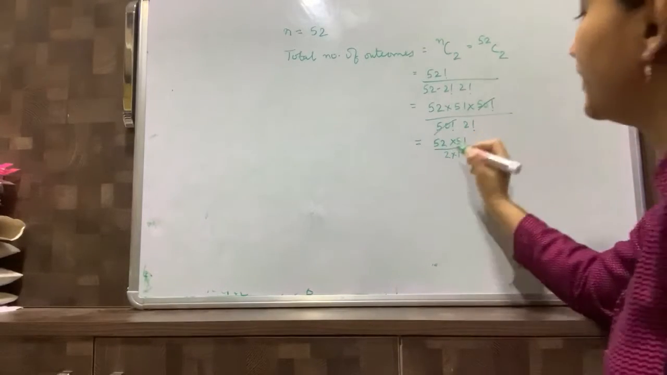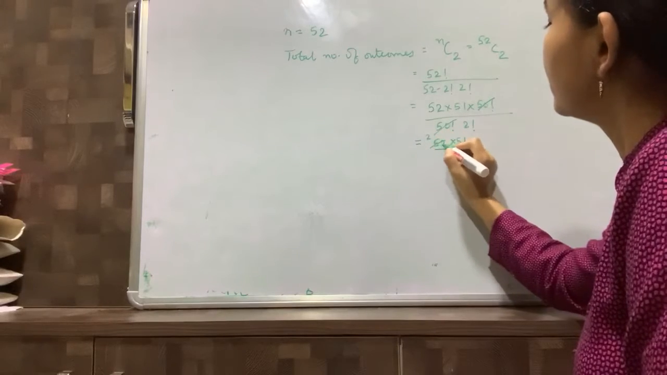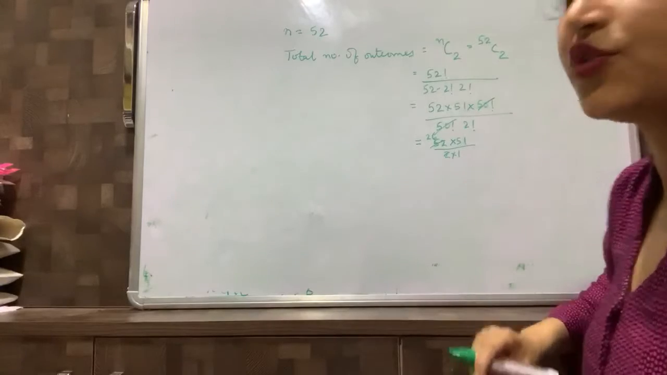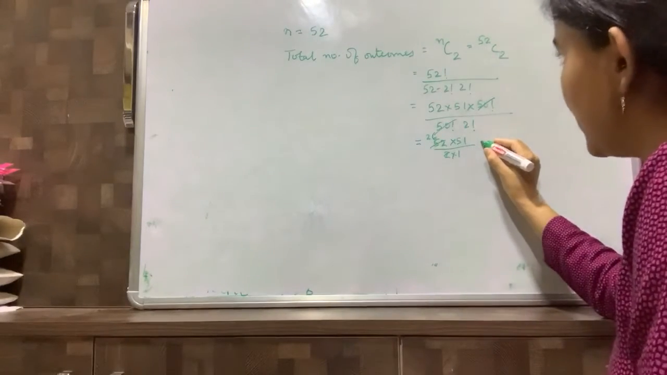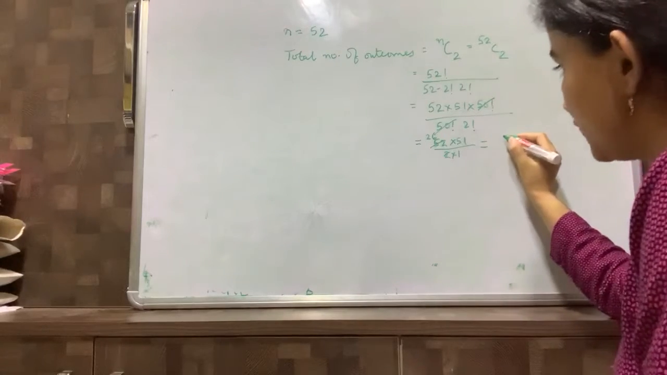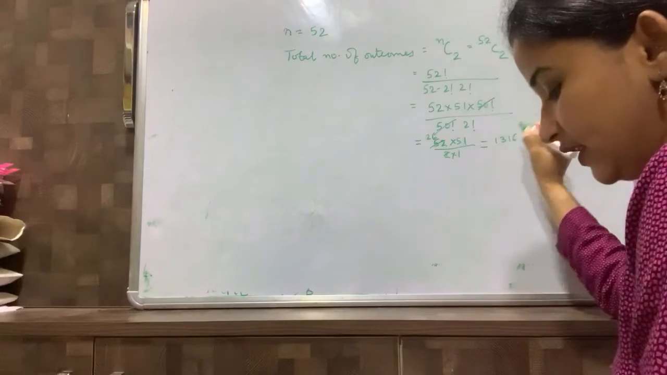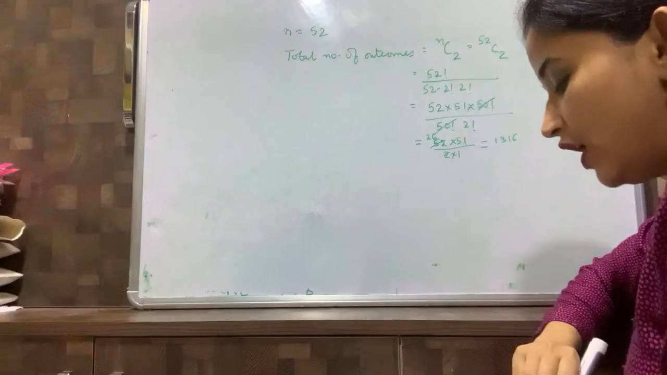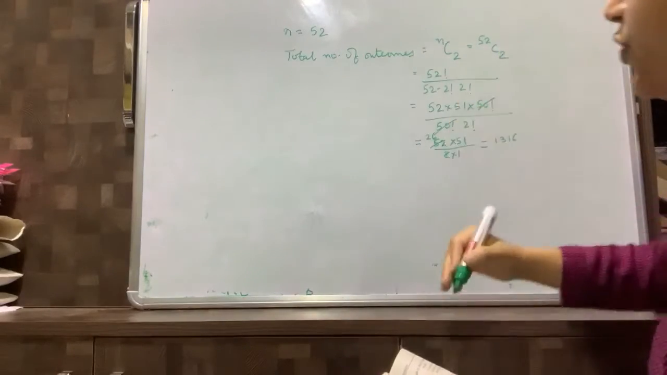So we have 26 into 51. So when we have 26 into 51, in how many ways can we draw 2 cards? This will be 1316. There are 1316 ways in which we can draw 2 cards from a pack of 52 cards.